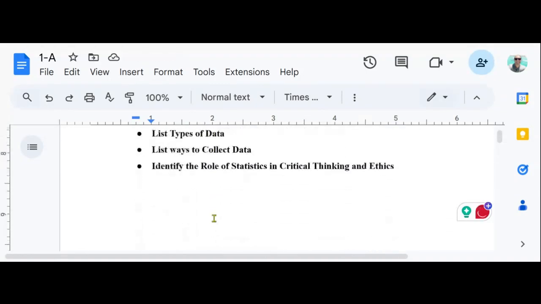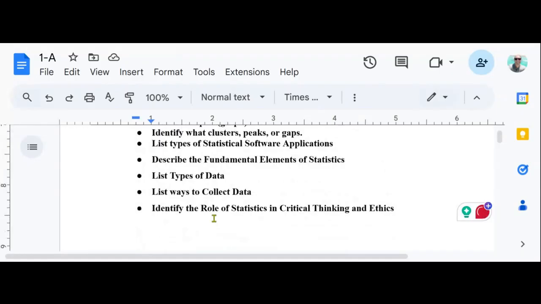Next. Describe the fundamental elements of statistics. List types of data. So we're going to describe the fundamentals. What does fundamental mean? The basics, right? Okay. Elements of statistics. And then we're going to list types of data. We have different types of data. We have qualitative, we have quantitative. Okay.